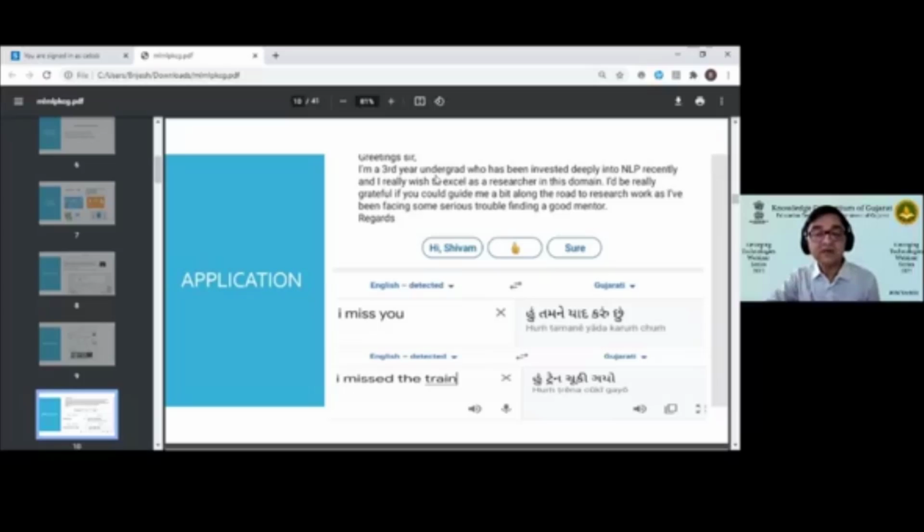And usually we say હું તમને યાદ કરું છું. So fluency wise, the translation is perfect. And we do not have an exact word for miss. That also is known to the machine now. And when I say I missed the train, miss means ચૂકી ગયો. So we have a word, હું train ચૂકી ગયો. So this is machine translation in action.